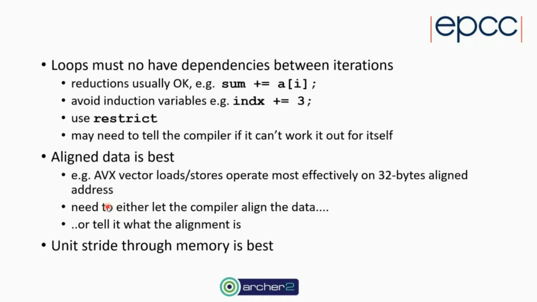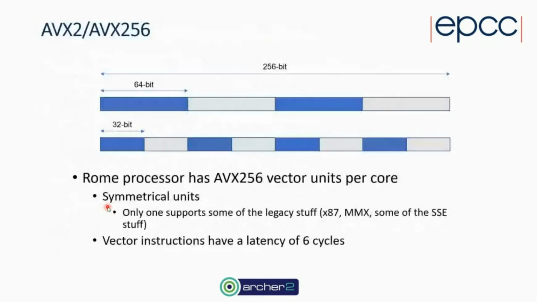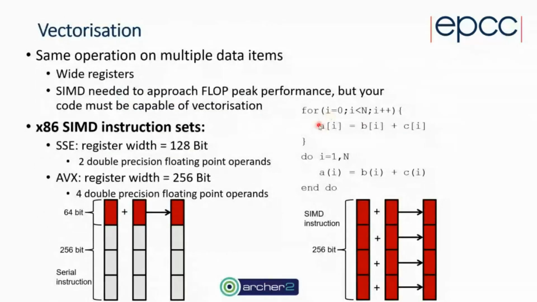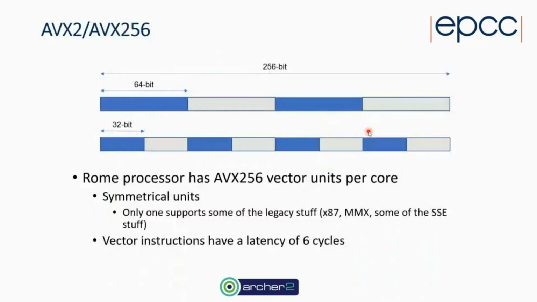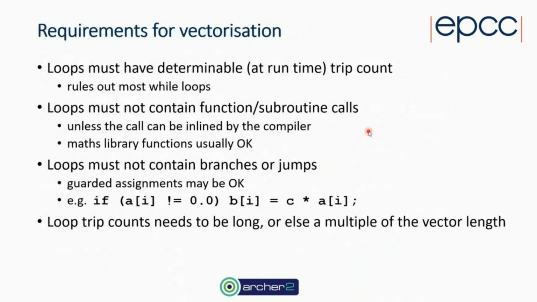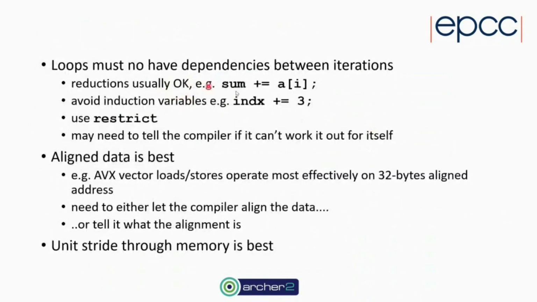The loops must have no dependencies between iterations, because we've got to remember what will happen in this loop here. Instead of doing A0 equals B0 plus C0 and then A1 equals B1 plus C1, what we want to do is effectively unroll this loop and do A of 0 equals B of 0 plus C of 0, A of 1, B of 1, C of 1, A of 2, B of 2, C of 2, and do all of them at once. Now, if A of 1 is dependent on A of 0, then I can't do all those things at once because it won't do the right thing. So loops shouldn't have dependencies in them.